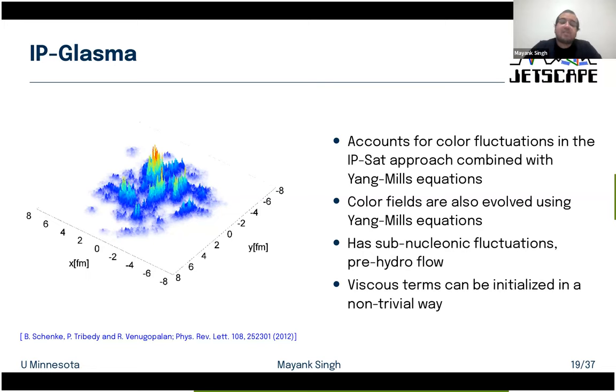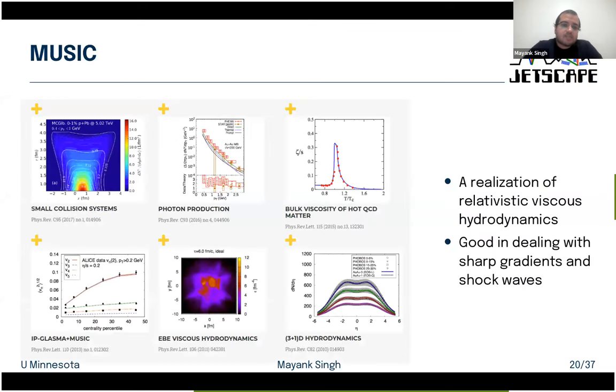These are just different approaches to model initial states with different degrees of success. Now you come to hydrodynamics, and a popular package within the JETSCAPE framework is MUSIC to do this. It's a realization of relativistic viscous hydrodynamics to second order with all the additional terms included that I didn't show. It's solved using the Kurganov-Tadmor algorithm, which is good in dealing with sharp gradients and shock waves, which is what you have in these collision systems.